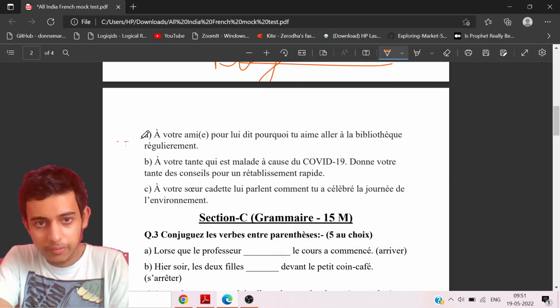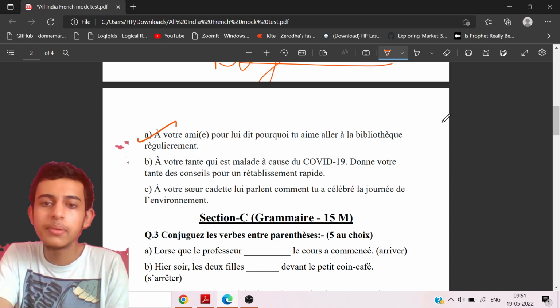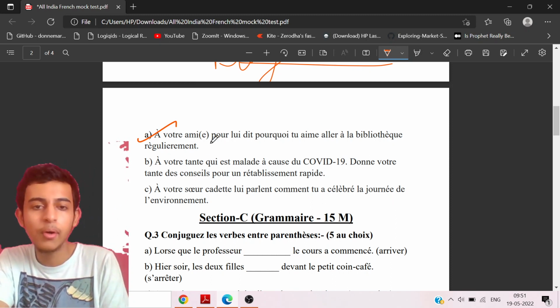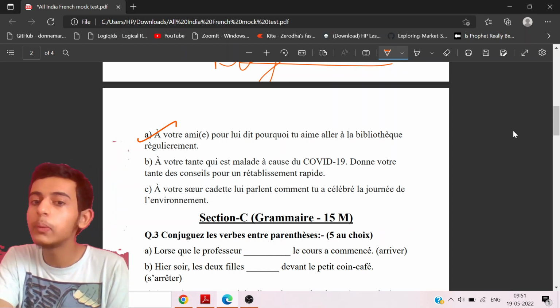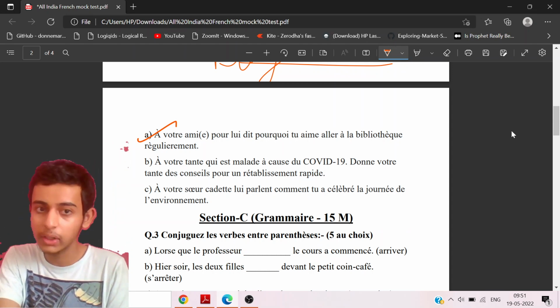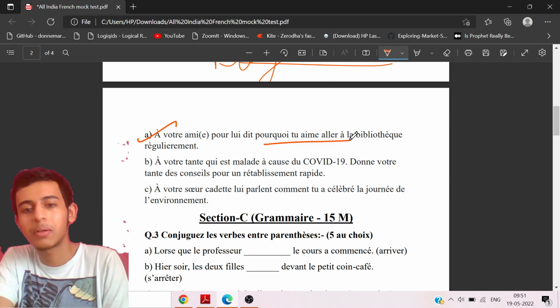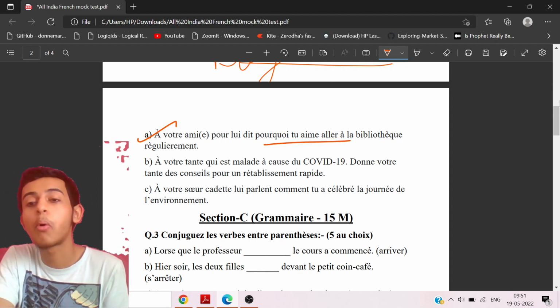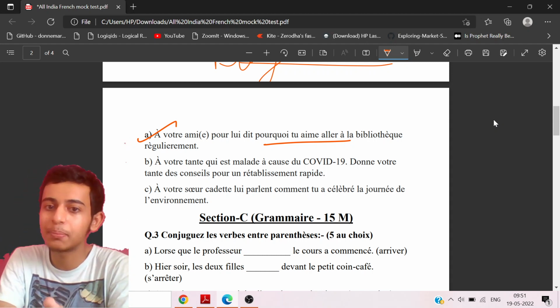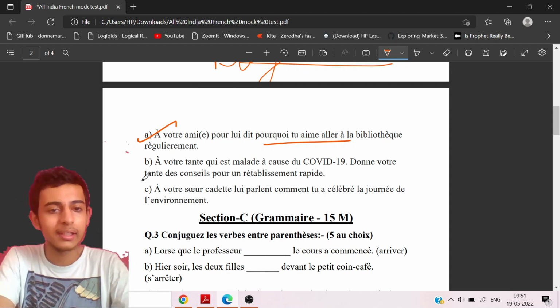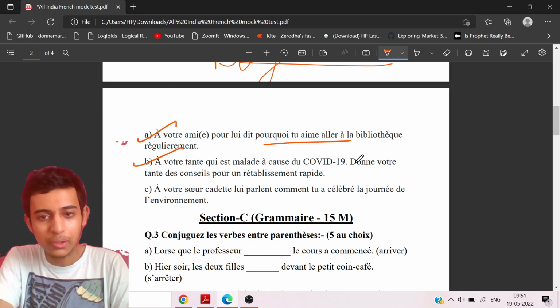Let me translate first. First letter. À votre ami pour lui dire pourquoi tu aimes aller à la bibliothèque régulièrement. To your friend, telling him or her why you like to go to the library regularly. Easy peasy. You have to talk about the library, that you can borrow the books, right? You get all the facilities of reading at that place or at your house. All that.